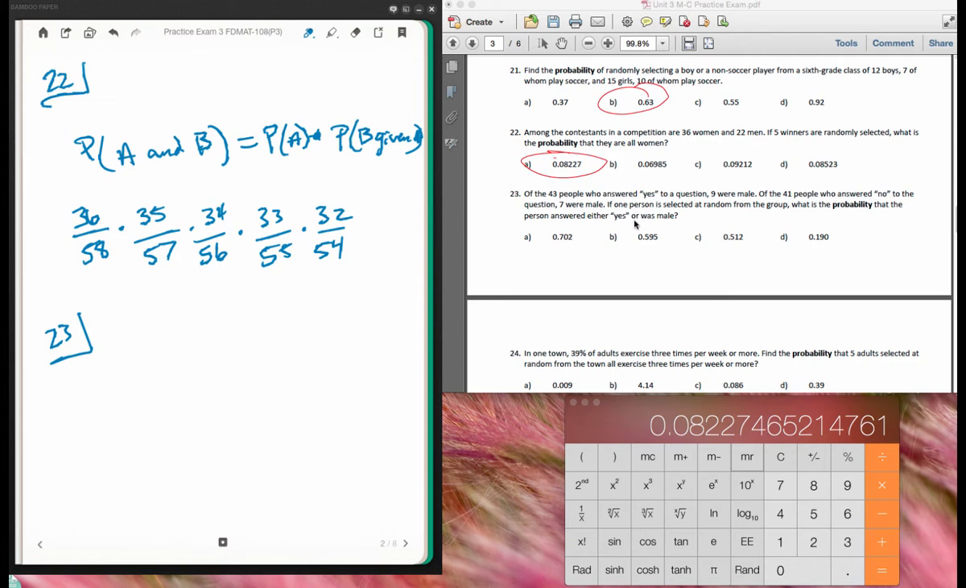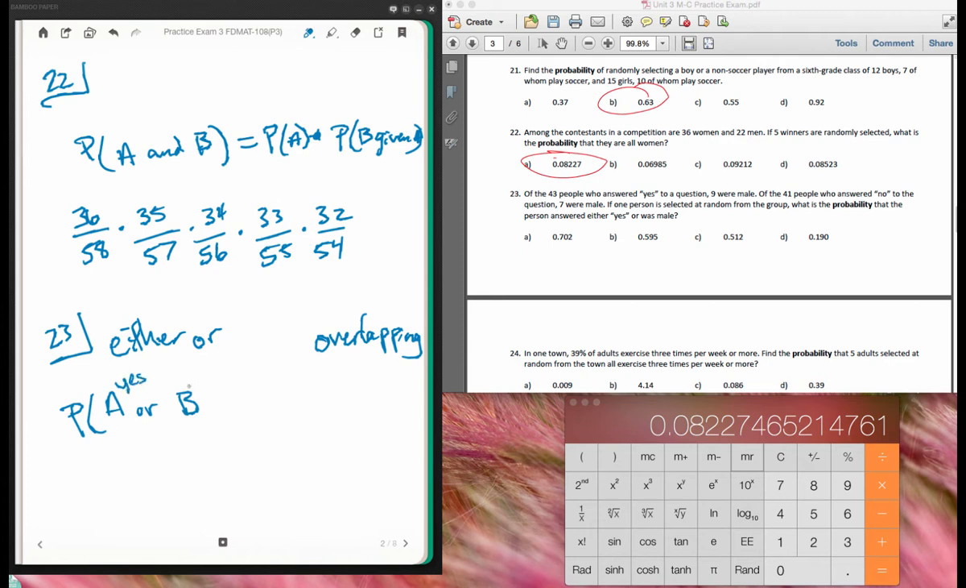So that right there, the either or, lets us know that we're looking for overlapping. Could there be overlapping? Yes, there could be, because we have a male and he could answer yes. So because we have either or and overlapping is taking place, we need to remember that we're looking for the probability of answered yes or was male.